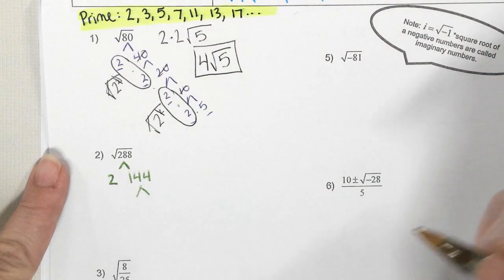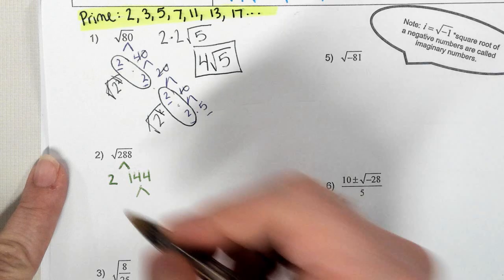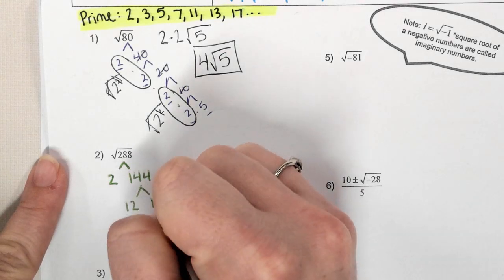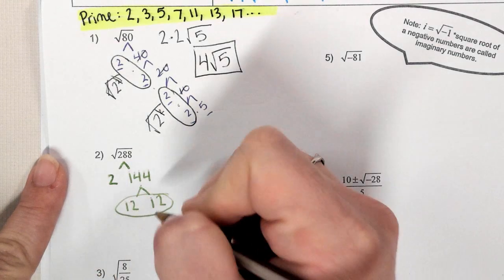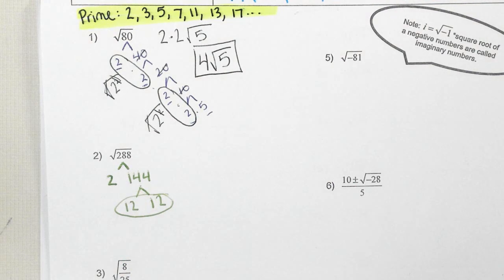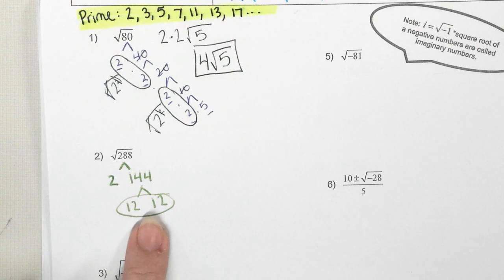If you notice that, can you be done? Yes, because what times what gives you 144? 12 and 12. Does that match? Yes. So that's the only time you don't have to go all the way down to all the primes. If you can make it match, you can stop. So we made it match.